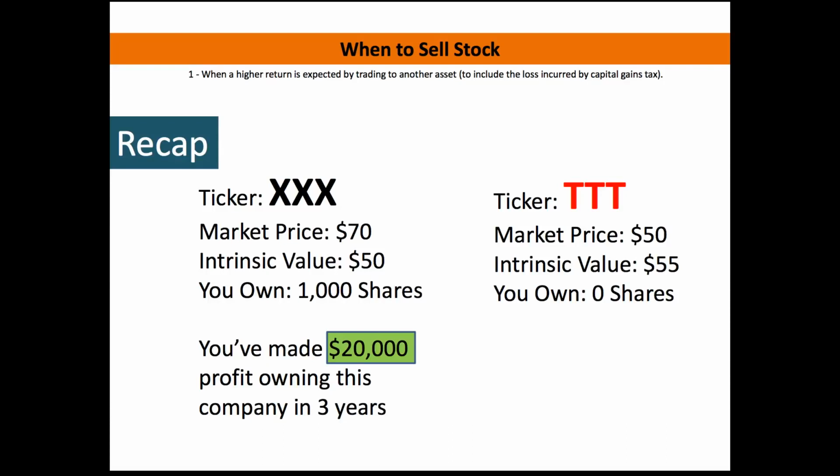So company TTT, the market price is $50 a share, and the intrinsic value that we just calculated is $55 a share, which is good because we're able to buy that for $5 lower than what it's actually worth. Okay, and that's how you need to look at that. And we don't own any of these shares yet, and we need to determine whether that's a good buy or not.